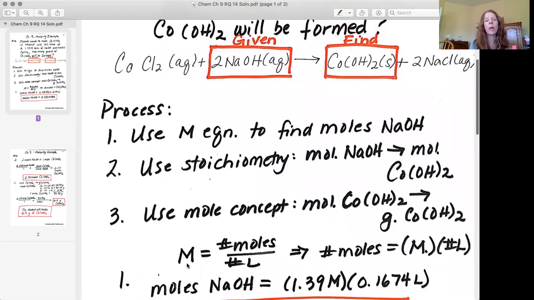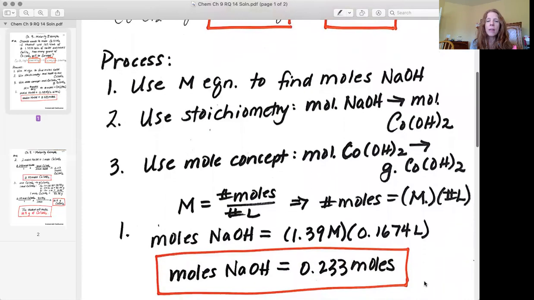The equation for molarity is that molarity equals the number of moles divided by the number of liters. Rearranging this equation to solve for moles, multiplying both sides by the volume, the number of liters, I get that the number of moles equals the molarity times the number of liters. So I'm going to take my 1.39 molarity of sodium hydroxide and the volume, 0.1674 liters, and I find that the number of moles of sodium hydroxide is 0.233. Just multiply these two things together, 3 sig figs.